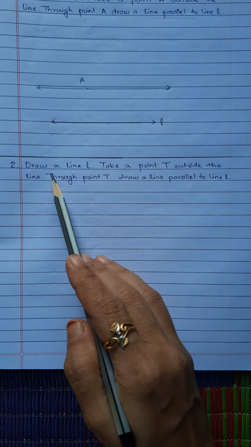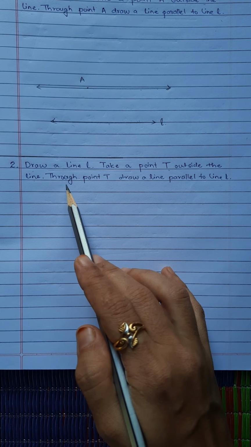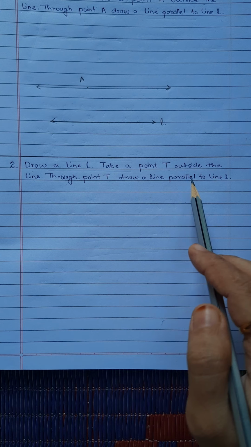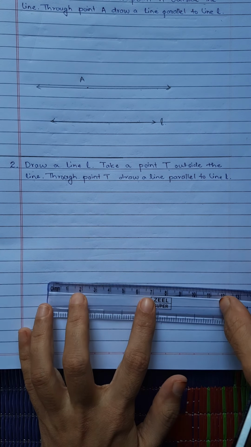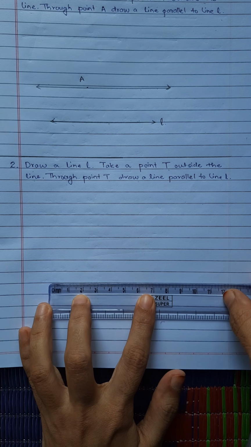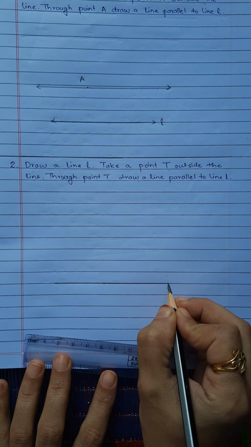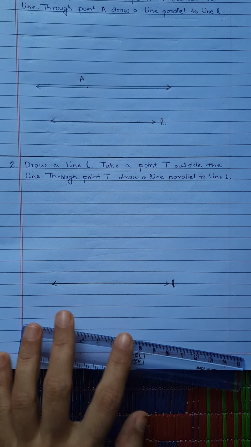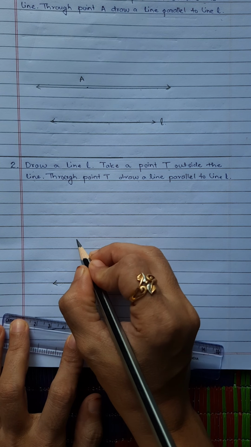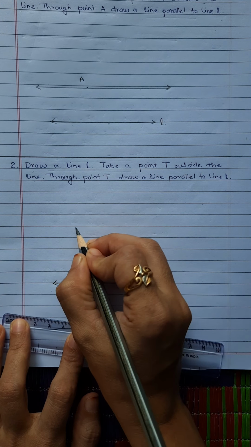Draw a line L, take a point T outside the line, through point T draw a line parallel to line L. So again you will use a scale to draw a line L of any measurement. I have drawn it here and I have named it as line L. Take a point T outside the line. So anywhere you will take point T. I have taken here and named it as T.